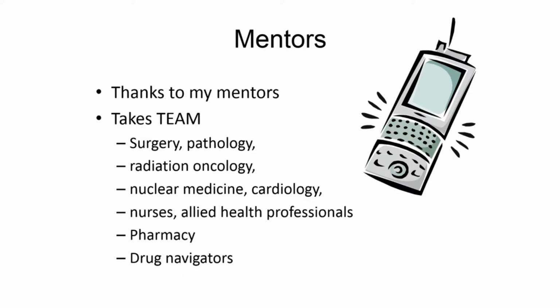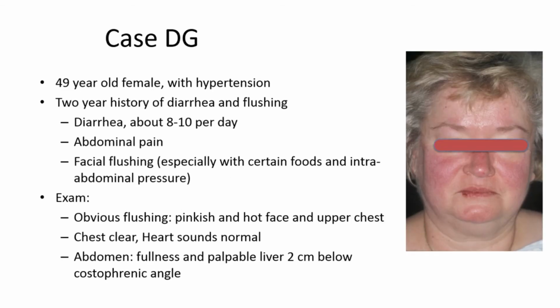So I always like to take this opportunity to thank the multidisciplinary collaboration that I have in my center in Ottawa, but as well as clear across the country and really around the world these days. The exciting thing about neuroendocrine tumors is that it really does take a team. It's a multidisciplinary team that involves the surgeons, pathologists, radiation oncology, nuclear medicine, cardiology, nurses, allied health professionals, GPOs, pharmacy, drug navigators. We're all in this together for our patients. So let's just start with a case.